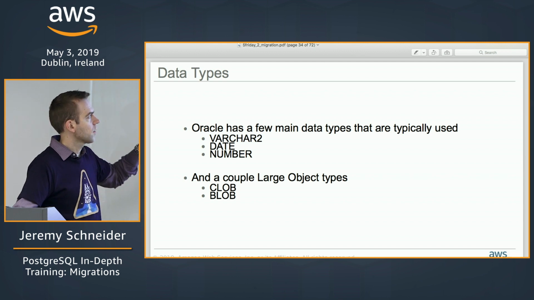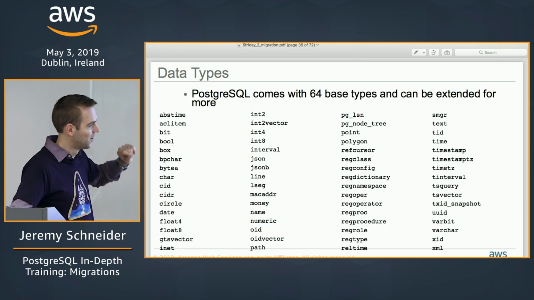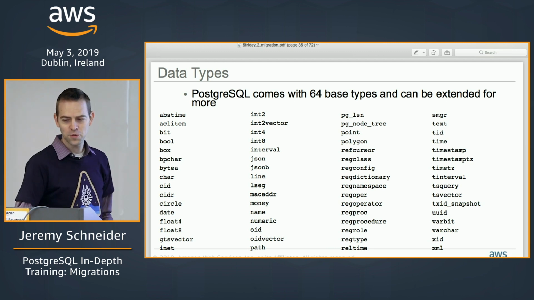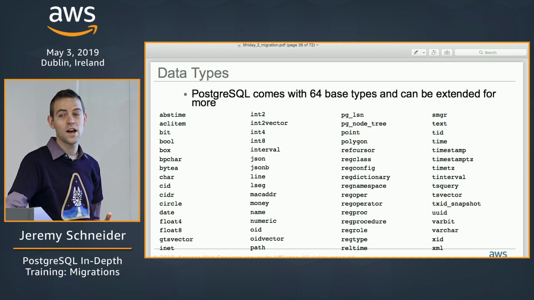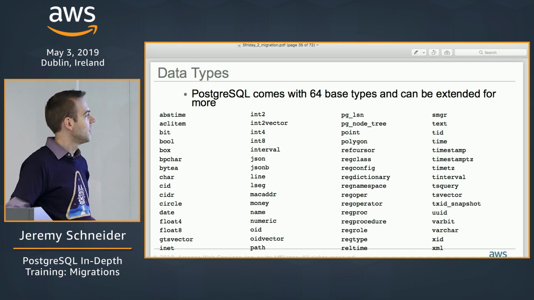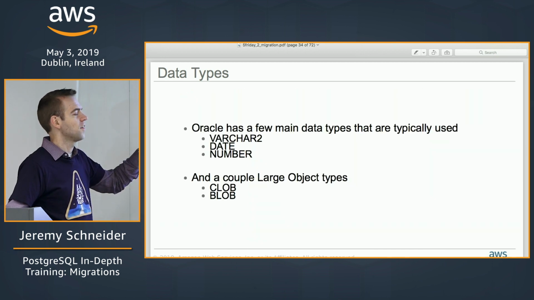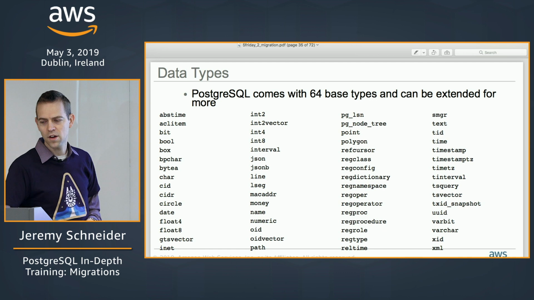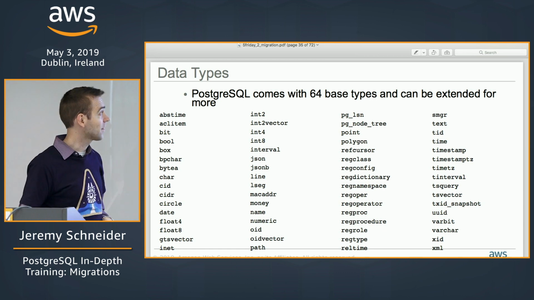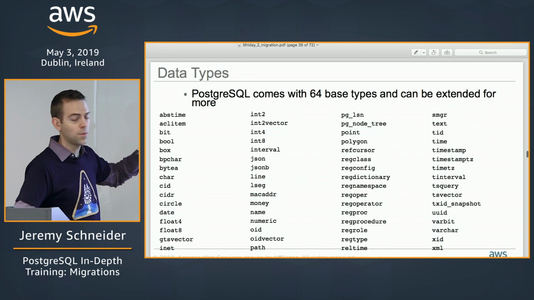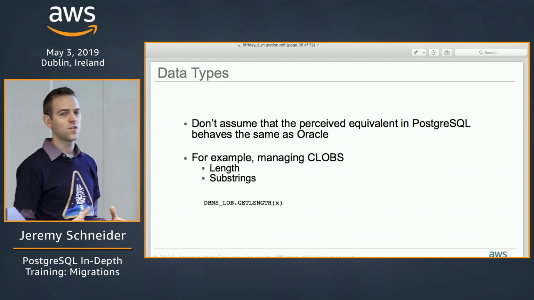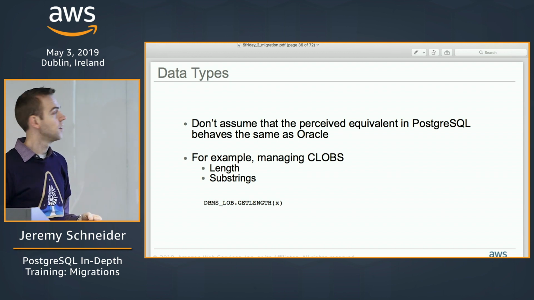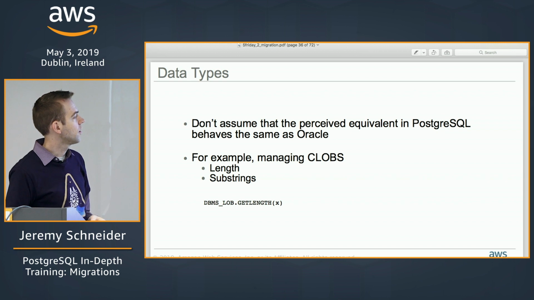What does Postgres have? This is what Postgres has. All the data types, right? Postgres comes with 64 base types, and you can extend it and add even more. Now, technically, Oracle does have a few more than this. This is sort of a fun slide that we put together. Oracle does have a few more, but in practice there are a couple of really key differences, which we're going to get into. The point of that first slide is to check your assumptions around data types. They are very different, and they behave very differently.